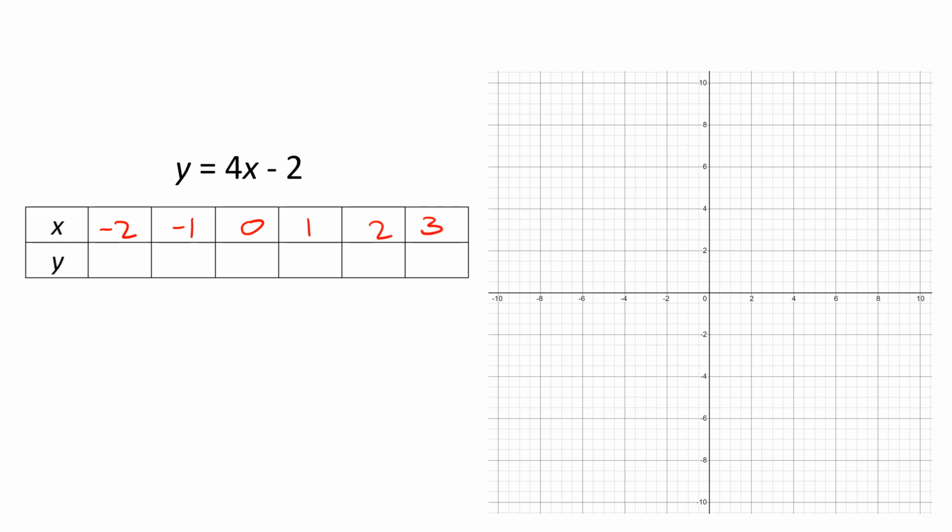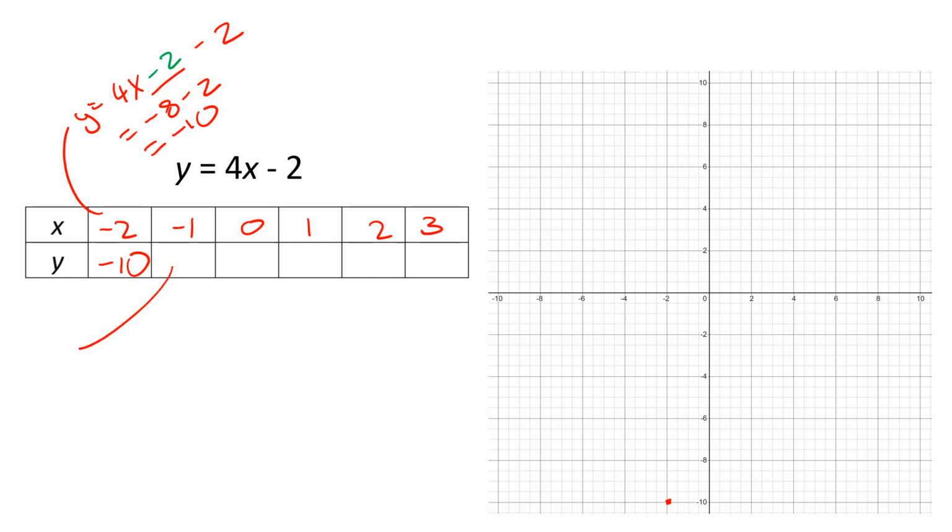So if I start with this first one here, I'll go y equals 4 times, and remember, anytime I put that there, I'm putting the x. I'm going to put, in this case, -2, and then I'm going to go -2 here. So 4 times -2 is -8, -2, so then that becomes -10. So I'm going to put -10 here. And I'm going to plot that already. x is -2, so it's there, and y is -10. Okay, so that's my first one.